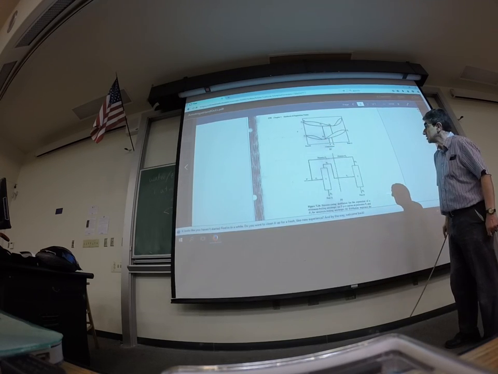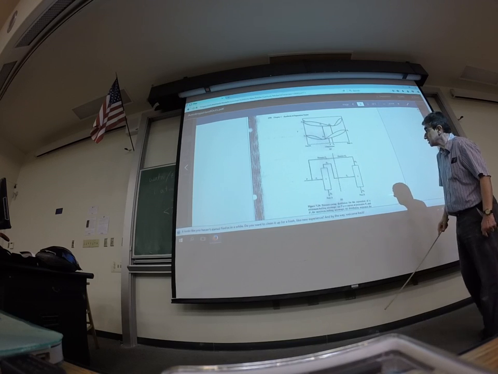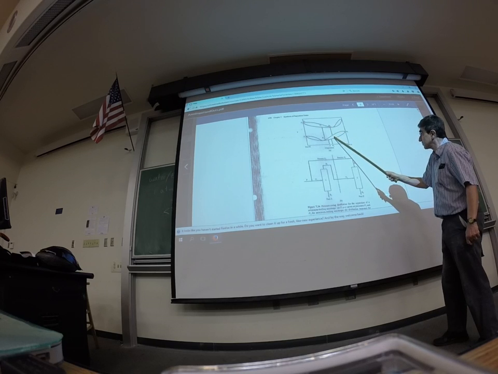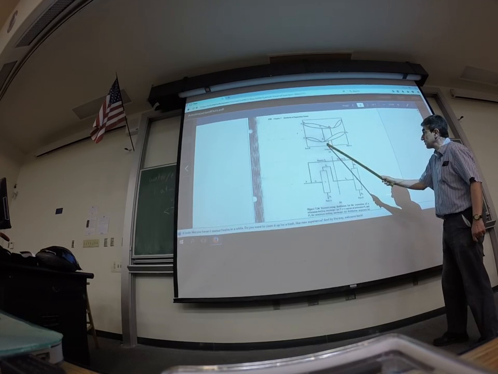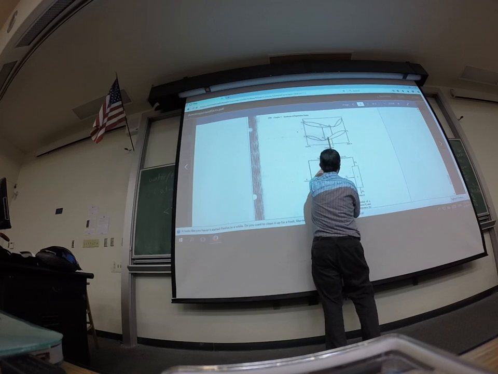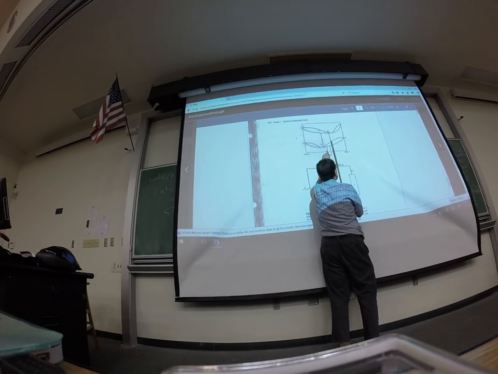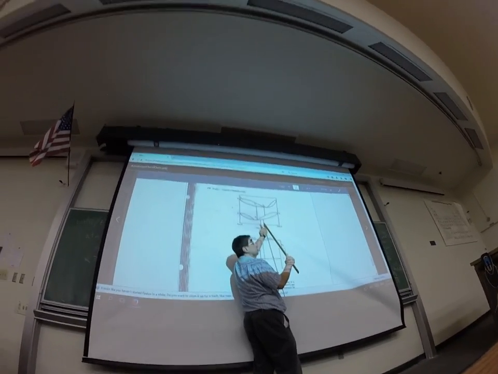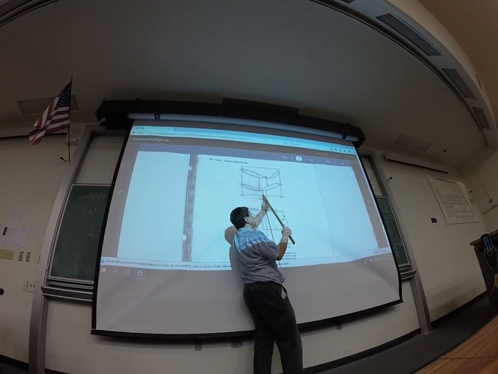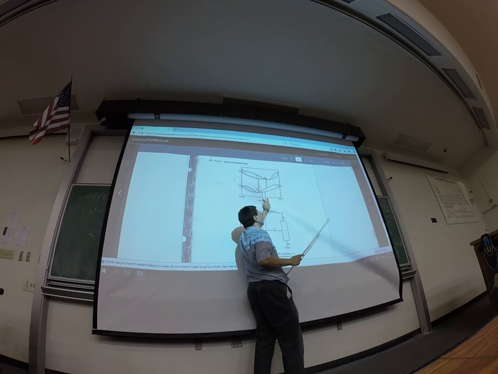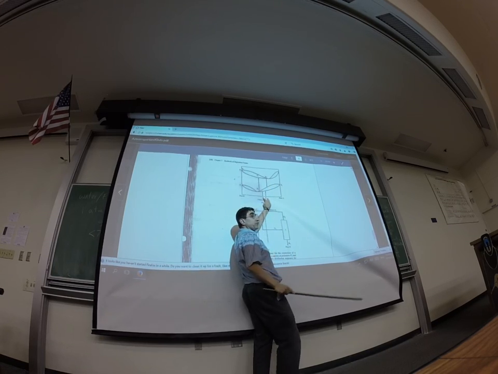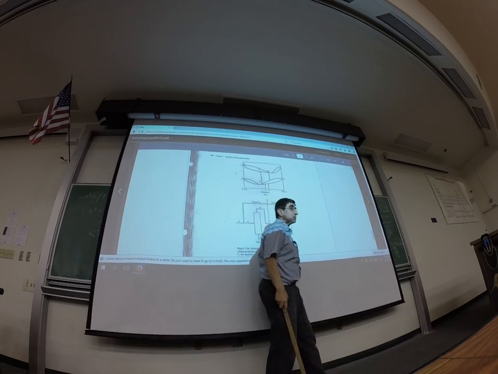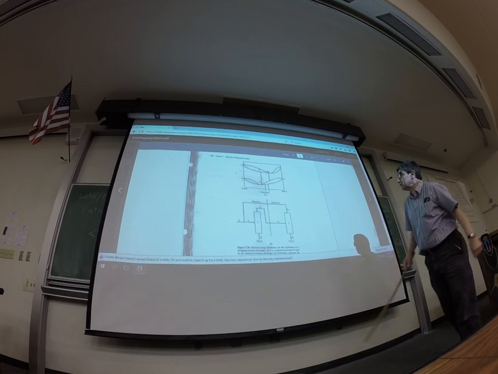Here is my fresh feed, and here is the distillate from the second column, D2. What tells me where F1 is going to be located? Composition? Lever rule again, guys. Okay? Lever rule works everywhere.